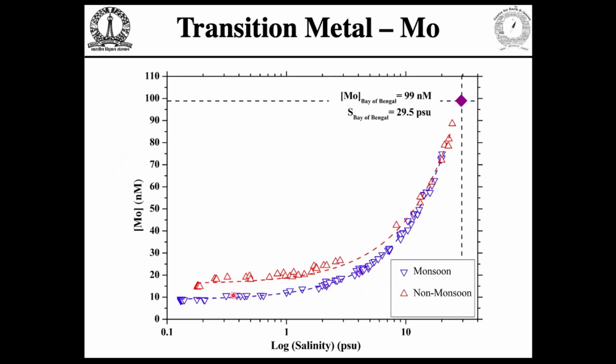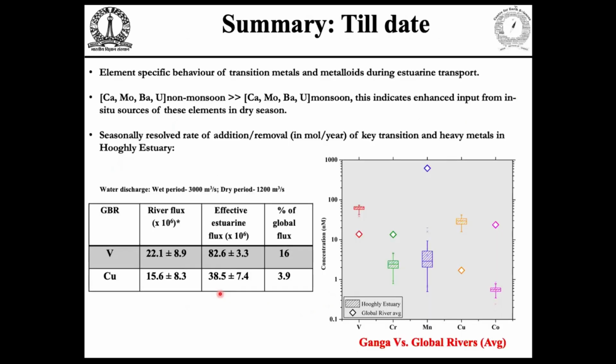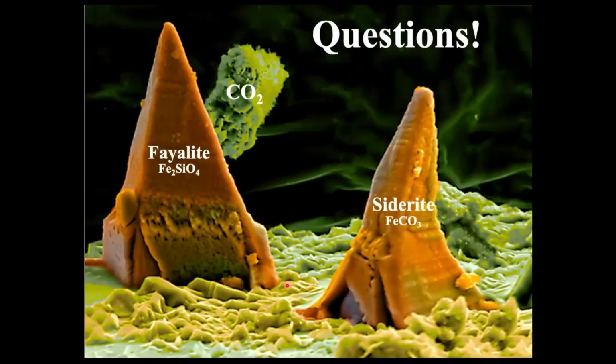Molybdenum shows a very strange profile between monsoon and non-monsoon. This is really interesting. We think it's also redox sensitive. Overall, we have recalculated the amount of vanadium and copper being supplied to the Bay of Bengal by this river. And we think almost 16% of the global flux of vanadium is supplied by Ganga Brahmaputra, whereas about 4% of copper is supplied by Ganga Brahmaputra. I'll leave you with that, and I'm happy to take any questions that you have.